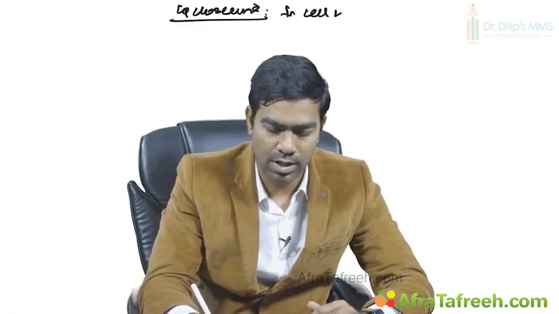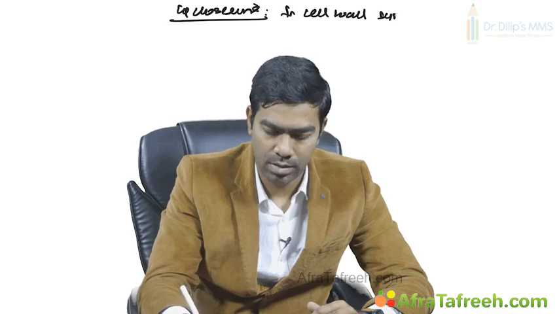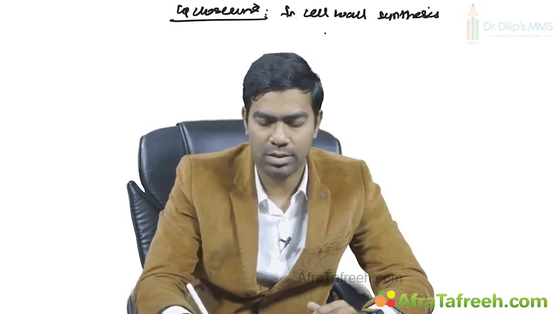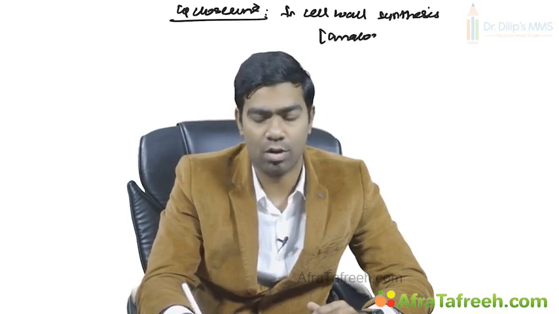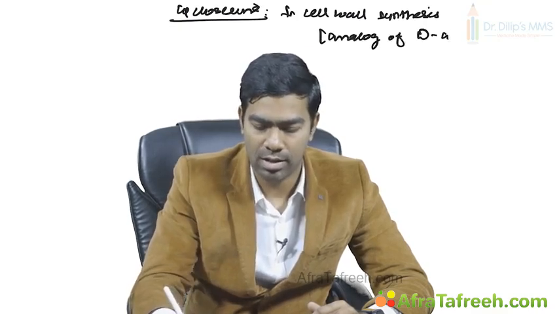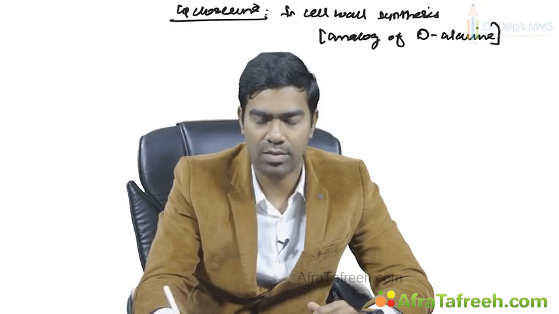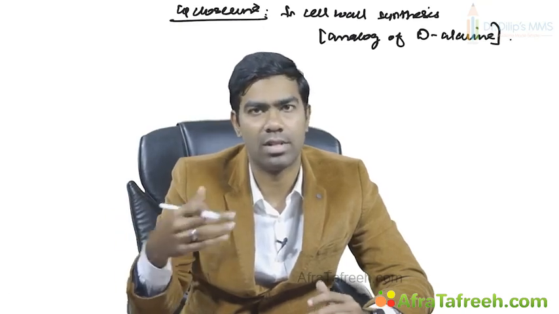Then let us discuss cycloserine. We can discuss it separately because it is already messy over there. Cycloserine is going to reduce the cell wall synthesis again. How? Because this drug is an analog of D-alanine, which is a very important building block of the cell wall.